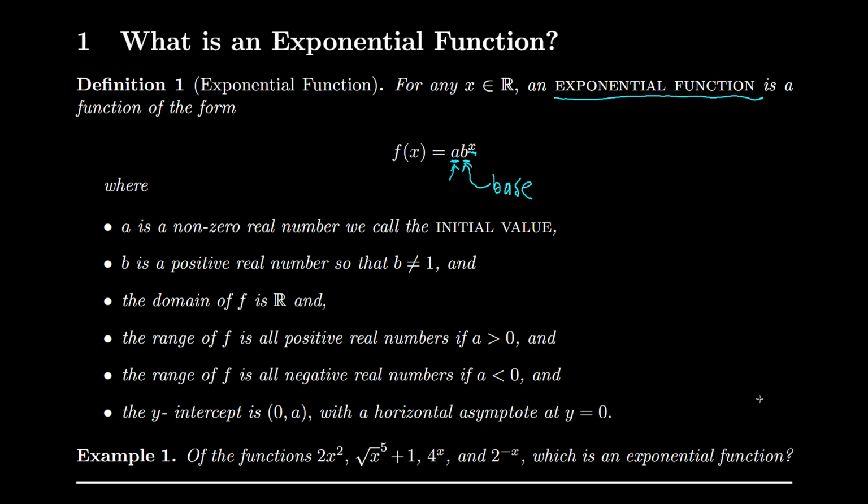All right, the domain of this function, the domain of all exponential functions, is all real numbers. And then the range of f, the range of an exponential function, is all positive real numbers if a is bigger than zero, and all negative real numbers if a is less than zero. In addition, the y-intercept is 0, a, with a horizontal asymptote at y equals zero. And you have all heard about things growing exponentially, or that got exponentially worse. You've seen this sort of thing before, and we're going to learn that the graphs of these things tend to look like this.